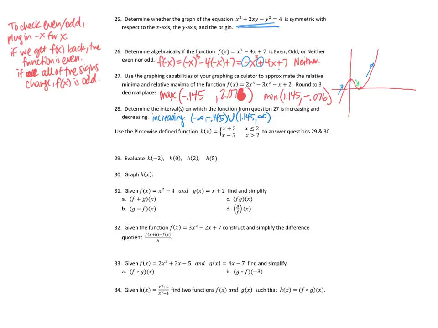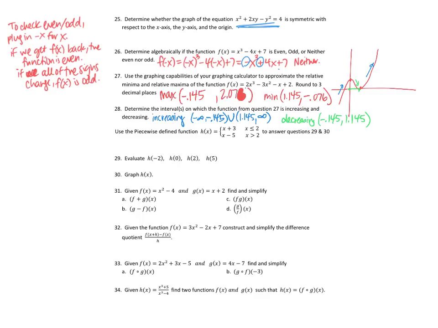And then for decreasing, okay, we're going to go in between. So negative 0.145 to 1.145. And so we're talking about this interval of x values there. That's what we're writing down.